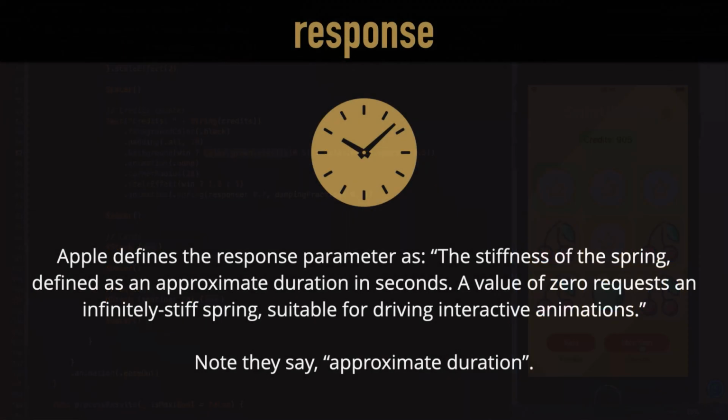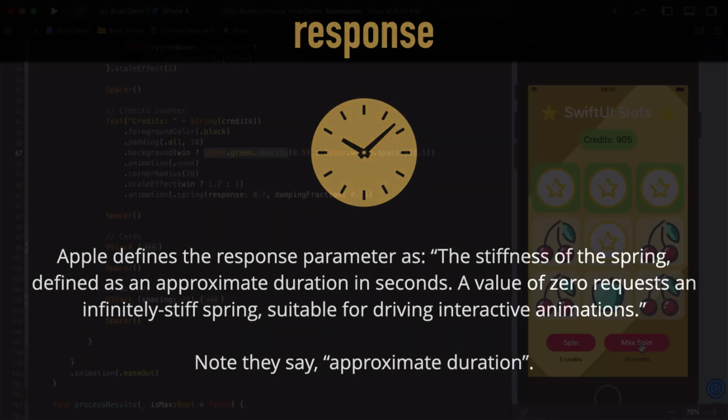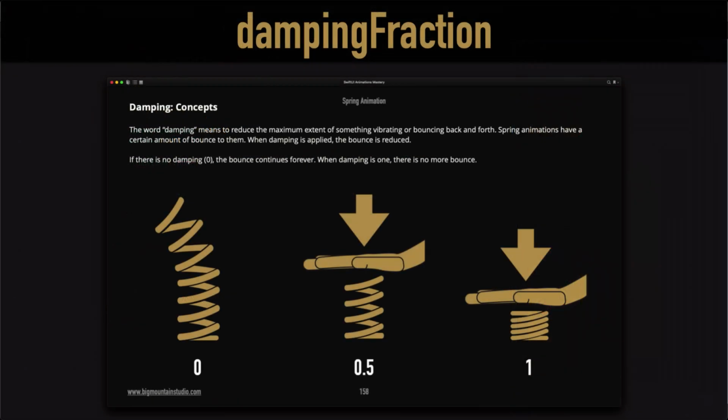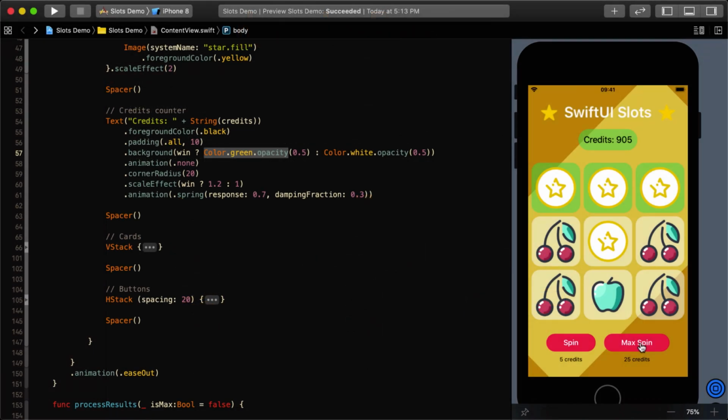You learned what the response parameter was, where it's an approximate duration. And you also learned about the damping fraction, which holds down a spring or presses down or dampens a spring. And then you also learned how to prevent other modifiers in the same view from being animated by applying an animation none to it. And anything above that will not be animated, but everything below it will be animated.